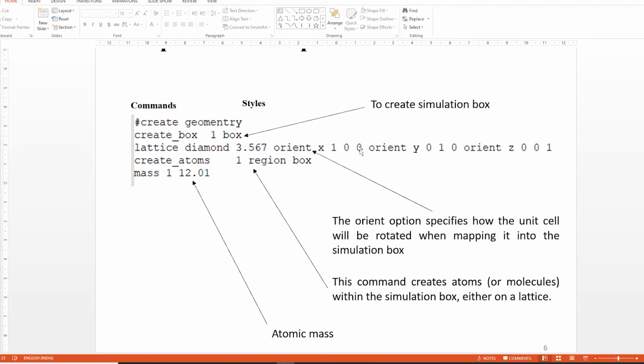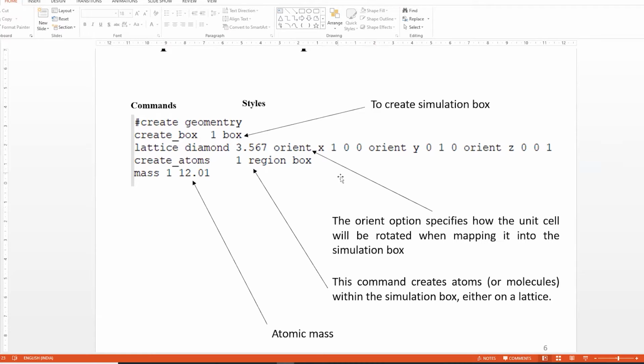Okay. Next is geometry. So now you have to actually create a geometry. I mean, how is your crystal? What is your orientation of this crystal or your box? Okay. And so here, create a box. I have already given the name box in the previous slide. So you have to use that box here. And how many boxes you are using? You are using one box, you are using two box, three box. So I'm using only one box in my simulation. So this one represents that. You can use any number, 2 or 3, like that, if you have different number of boxes. Okay. And then this lattice diamond.